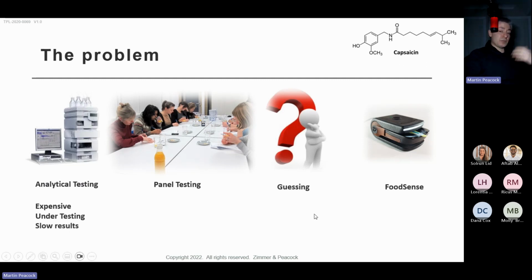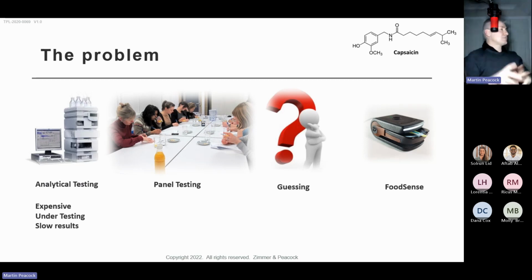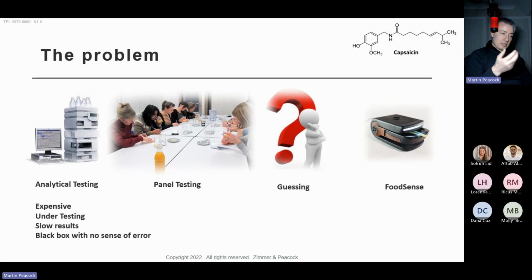You're under testing because it's basically too expensive. The results can be slow because you have to take the sample, send it off to a lab, and wait for the results to come back. It's not a fast turnaround. And what you find is people have certificates of analysis, but they only do it every 3 months or something like that, because it's slow and expensive. Also, I'd say that HPLC is a bit of a black box. People get the certificate of analysis, but because they don't know what's happening in those labs, you just get the number and everyone believes it.